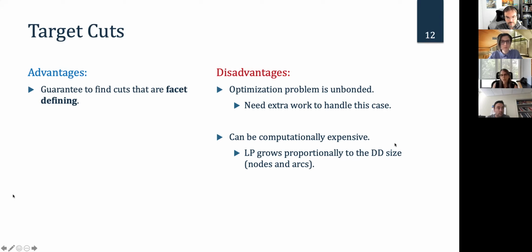But the main issue is that in practice, and we will see it with the results, it can be computationally expensive, because again, you have to solve an LP to find the cut, which is in general not expensive, but you will have to do this many times. And these LPs are usually very large because they are proportional to the size of the decision diagram of their network flow model. So it depends on the number of nodes or arcs that you have. So if you have a large DD, solving this LP to generate only one cut can take quite some time.